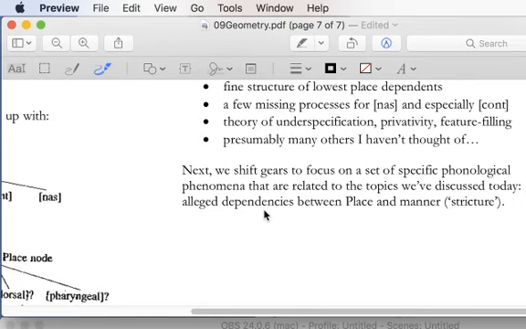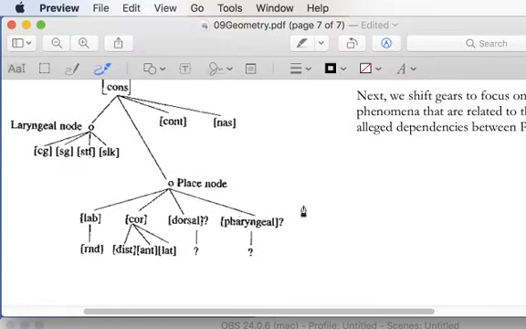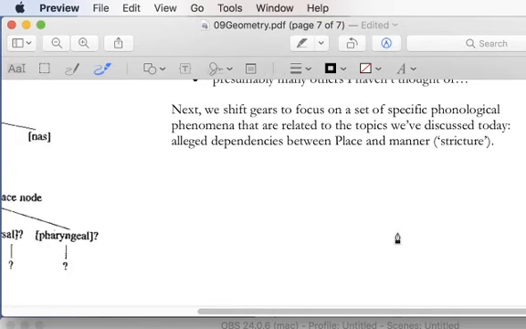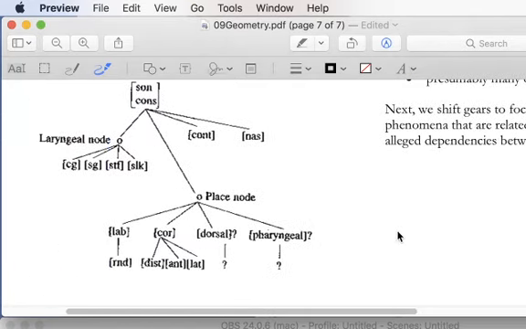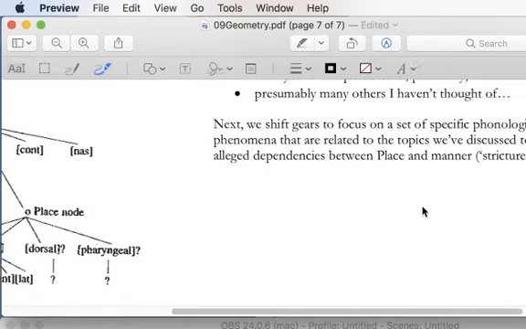And these are possible dependencies between place and manner or stricture features. So in our next unit, we're going to see some evidence, and this is from a J. Paget paper, but I will take you through that myself, of dependencies between spreading of the place node and things that happen with these other manner nodes, and especially continuancy, but also to some extent possibly other major manner features.